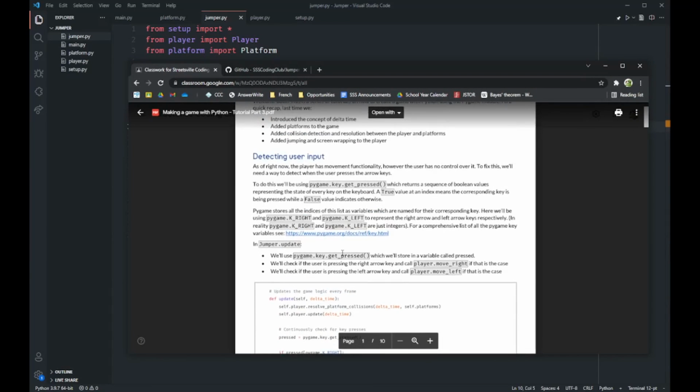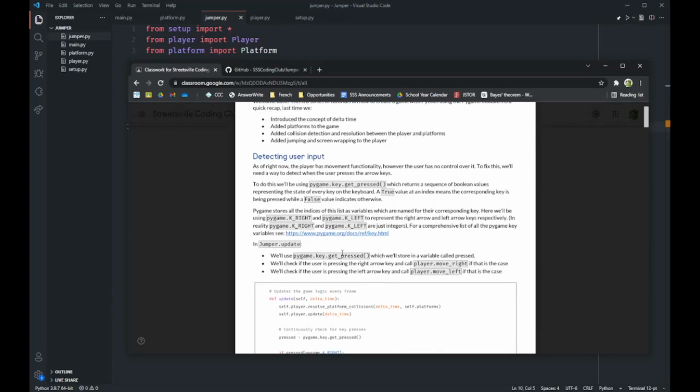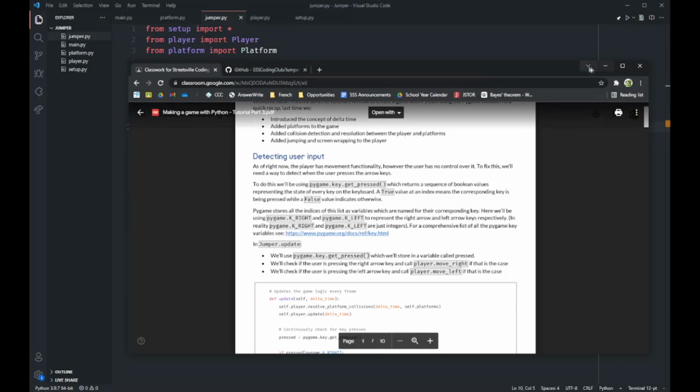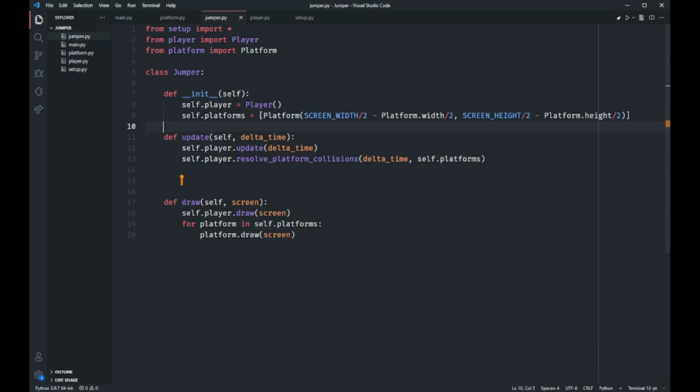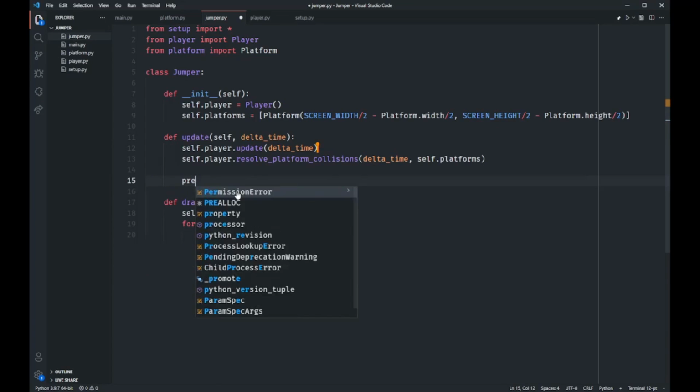So the first thing we're going to do is actually add this user input that I was talking about. So we have the game. Now we want it so that when we press things on the keyboard, things actually happen. So what we're going to do is in jumper update. You can see even Sahil's created a bit of room here. We're basically going to get all of our input.